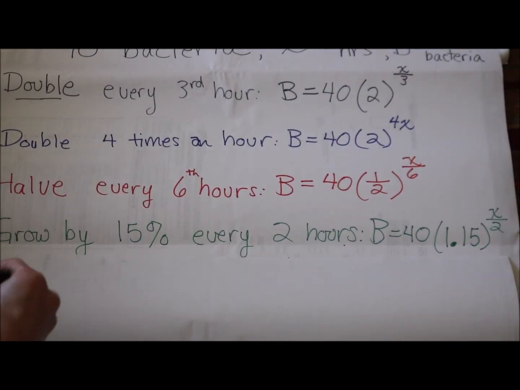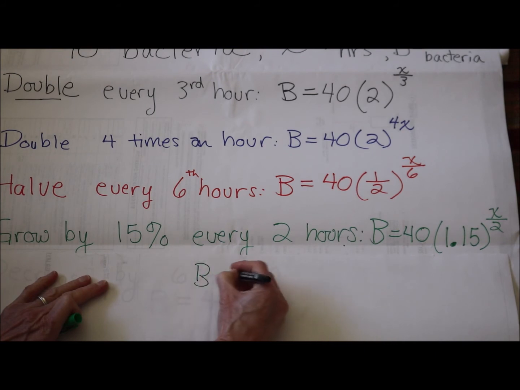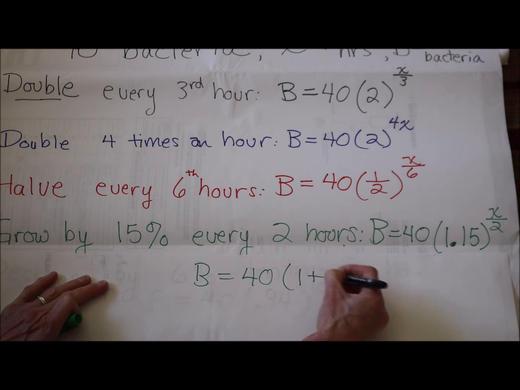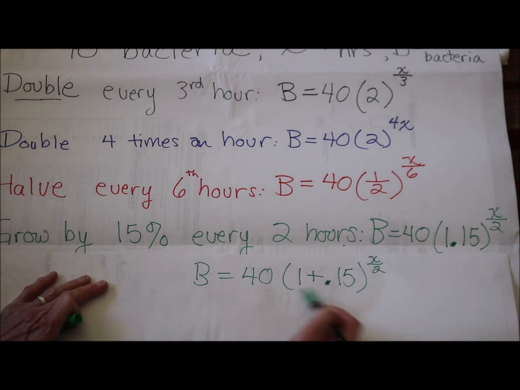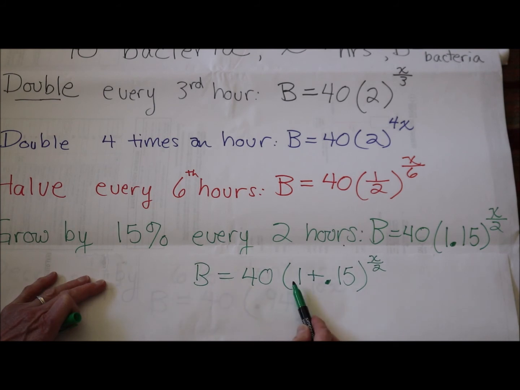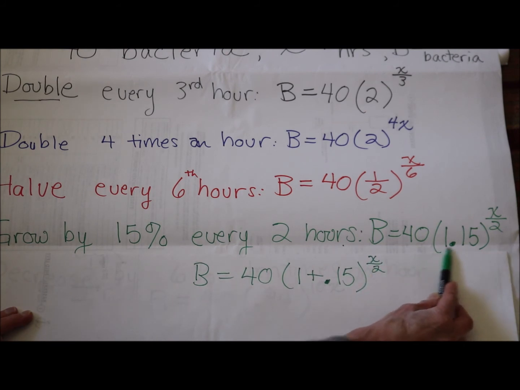Now some of you might be saying, well wait, couldn't I have written this like this? B equals 40 times 1 plus 0.15 to the x over 2? And the answer is yes, of course you can. When we have a percent growth, remember we often think of the 1, which represents the 100%, plus 0.15, which is your percent increase. You could leave it like this if you wanted, or you could write it like that.